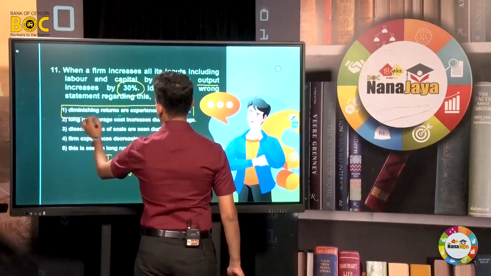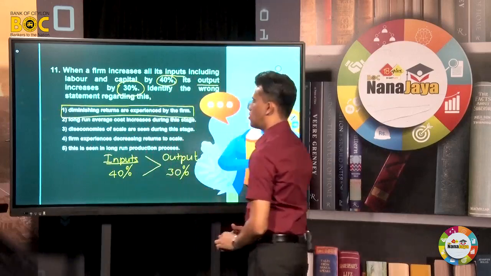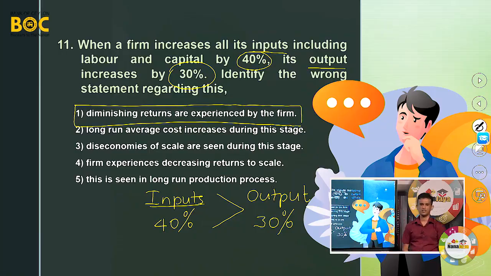So therefore, out of these 5 answers, the only wrong statement is the first answer: the diminishing returns are experienced by the firm. Wrong. Diminishing returns are seen in the short run production process, and this explanation is based on the long run production process.